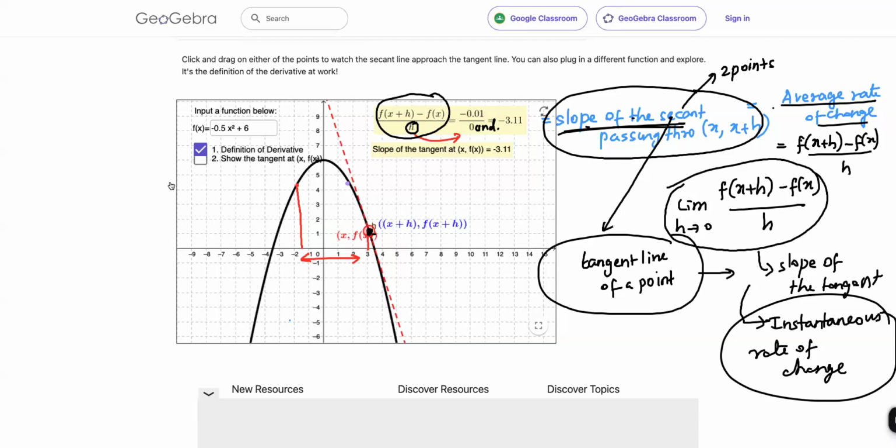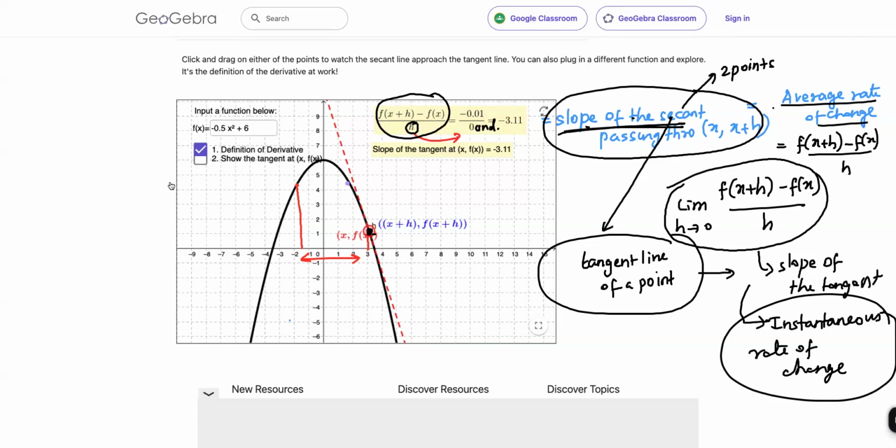So you understood how the slope of the secant line becomes the slope of the tangent line when h is approaching 0. So we say the slope of the tangent line, that is f of x plus h minus f of x divided by h when the limit h tends to 0, is the instantaneous rate of change. The average rate of change definition becomes the instantaneous rate of change. Any questions? Okay, can we go ahead?